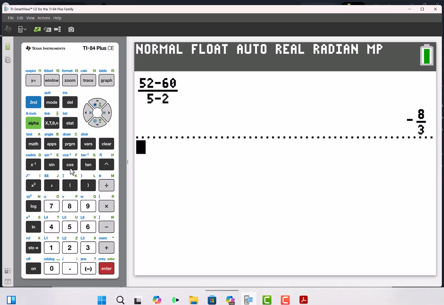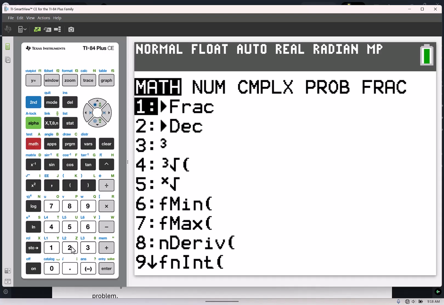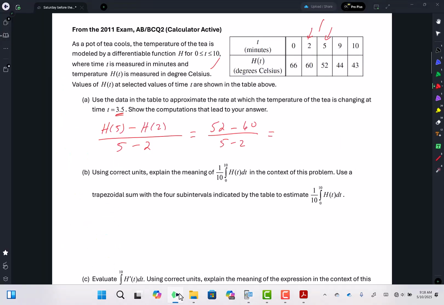And there it is, negative 8/3. If you don't want a fraction, you can write it as a decimal by just doing math, whichever one you think is easiest. I'm going to write it as a decimal. It doesn't matter. Negative 8/3. The difference on the top is 8. The difference on the bottom is 3.